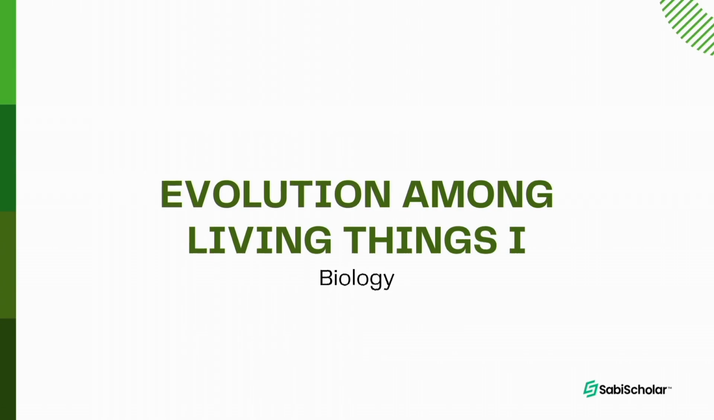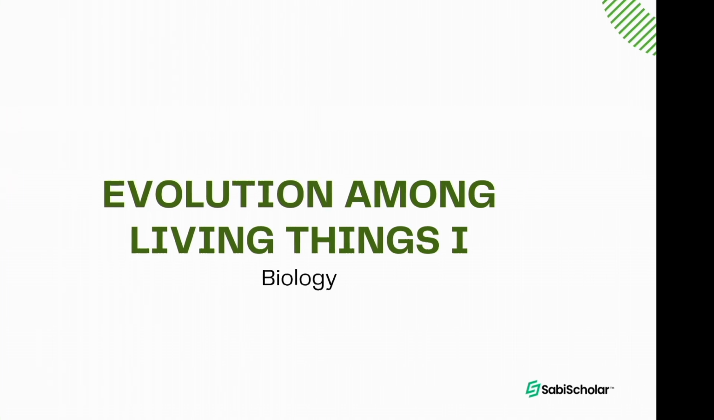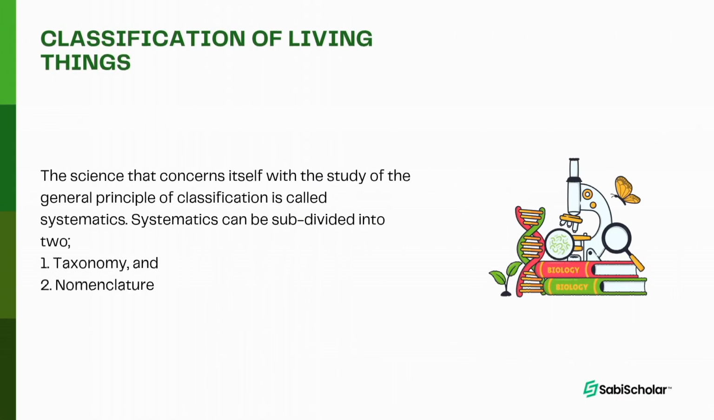In our previous video, we looked at living organisms and characteristics of living organisms as well as cell component and structure and organization of life. In this video, our topic will be evolution among living things, part 1. First off, we'll be looking at the classification of living things. Living things are mainly arranged into groups, and these groups are what we want to look at.